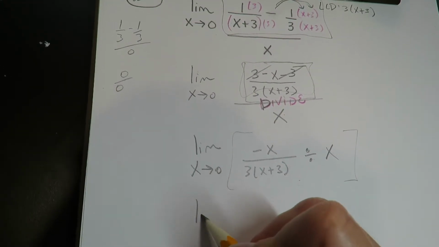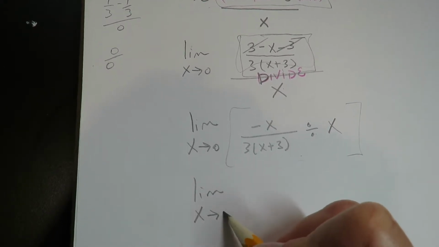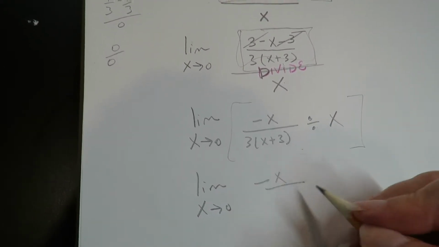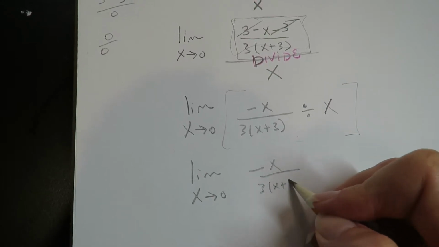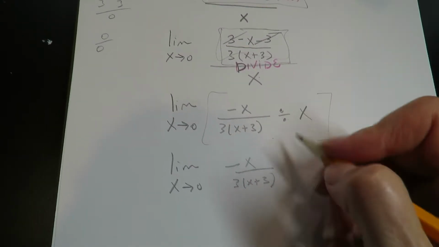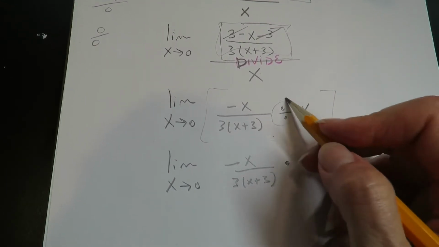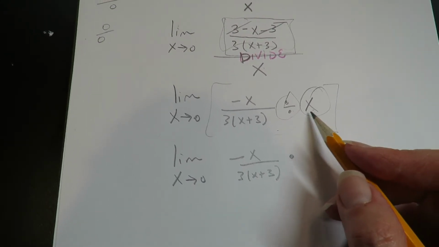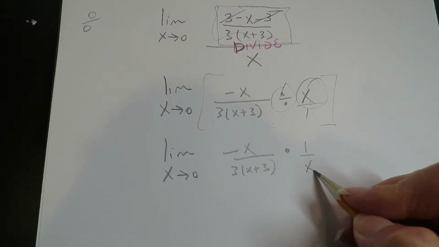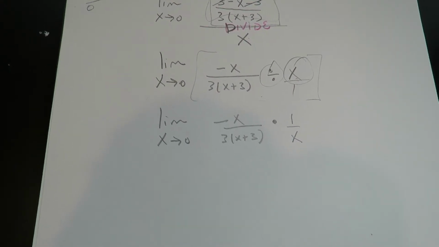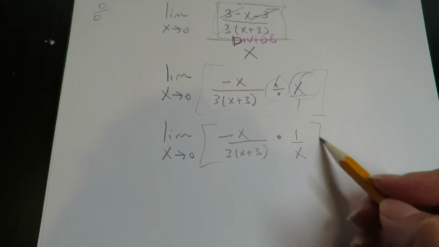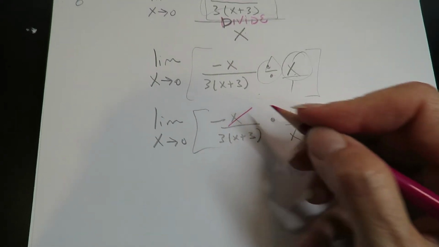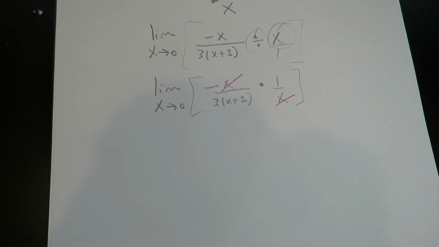Okay, and we remember from intermediate algebra that division can be converted to multiplication. So I would change this to multiplication and I would reciprocate the fraction on the right. So that becomes 1 over x. And then the x and the x reduce.